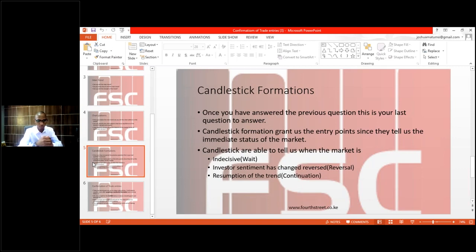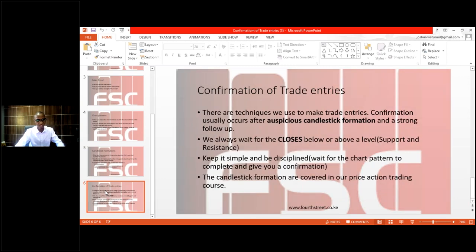so that the profits that we've already made are not taken back by the markets or lost into the markets as the sentiment changes. And this is the essence of confirmation of trade entries.